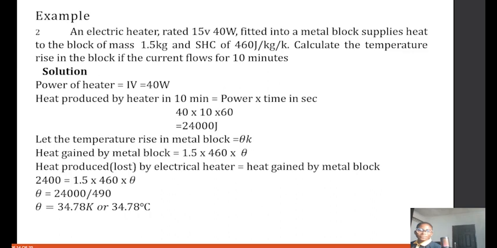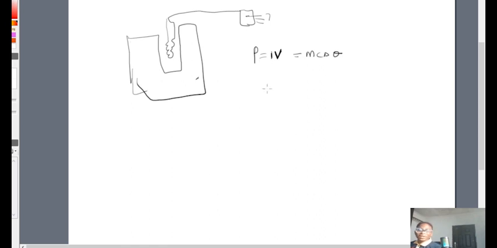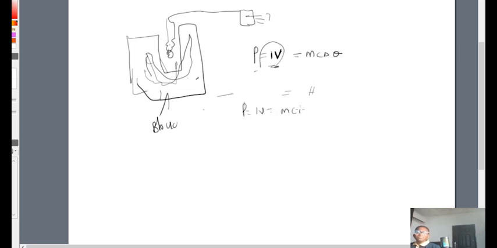So this is the block, and it is connected to an electric heater. This heater is used to warm up this block. It's not like when I put it inside a liquid, that one is the method of mixture. But this one has a hole, and we are sending heat to this metal using the electric heater. So P is the power, that is the one producing it. Heat produced equals heat gained in this situation. So P equals IV equals MC change in theta.